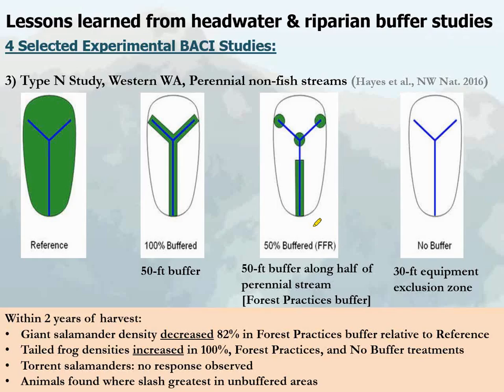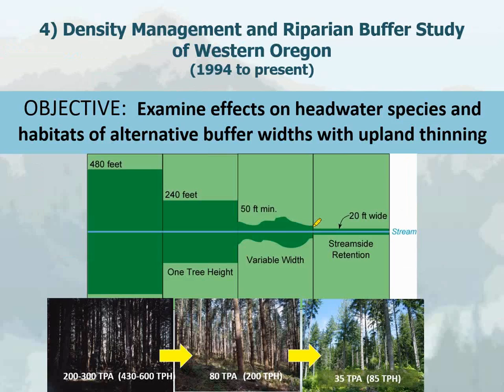The tailed frog densities actually increased in the forest practices buffer and the no buffer treatments, so that's also different than what some other studies have shown. And no response of the torrent salamanders, and again the caveat is that there was slash, and there's some uncertainty about the confounding effect of slash in some of these clear-cut designs when there's not a buffer.